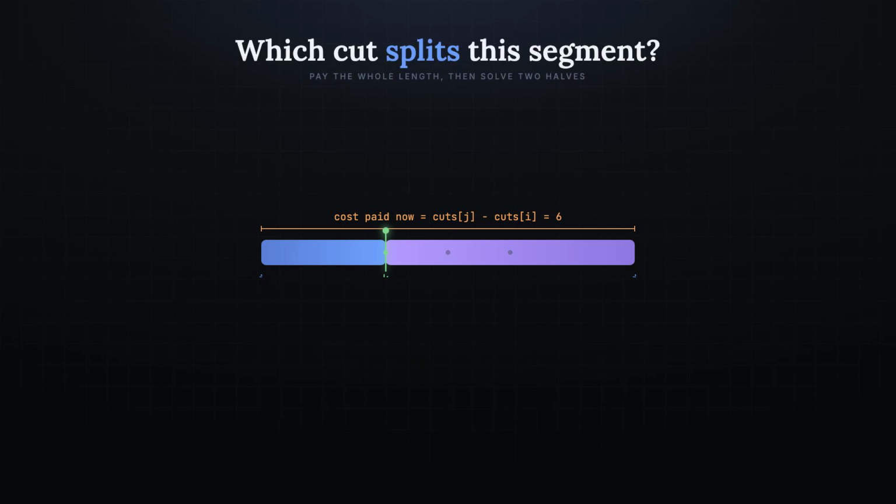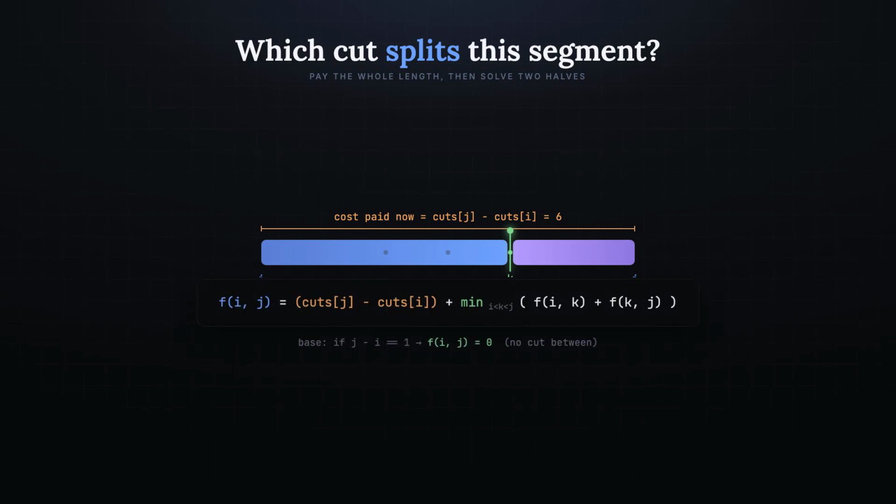Now the recurrence. Consider a segment spanning from cuts[i] to cuts[j]. Whichever cut we perform first on this segment, we pay its full current length, which is cuts[j] minus cuts[i]. Then we choose some cut k strictly inside as a split, which breaks the segment into 2 independent subproblems. So f(i, j) equals cuts[j] minus cuts[i], plus the minimum over all interior k of f(i, k) plus f(k, j).